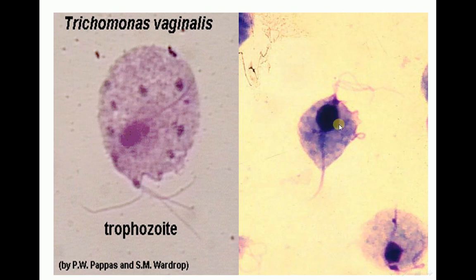While this dark structure is the nucleus, we can see a large rounded or ovoid nucleus near the anterior pole.